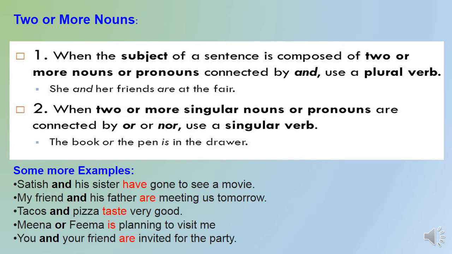So here you can see the difference. This is the second case: when two singular nouns are connected with the conjunction or, it is always followed by a singular verb. So Meena or Fima is planning to visit me. The last one, you and your friend are invited for the party.